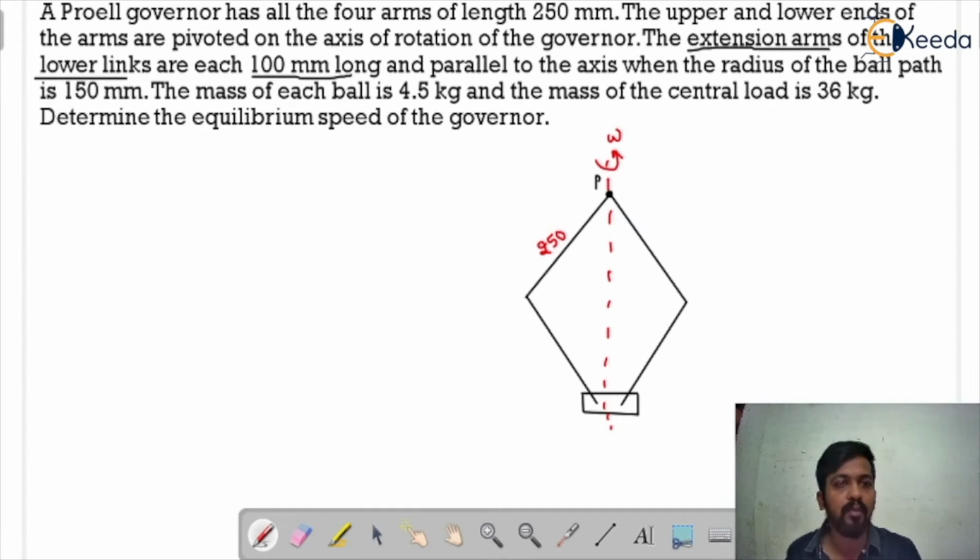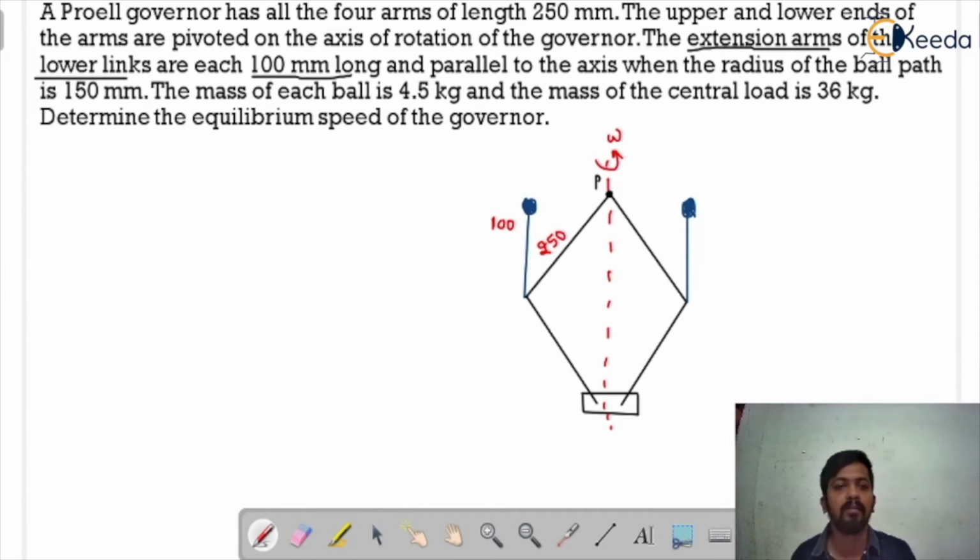So we have to draw the extension of the lower link parallel to the axis of rotation, like that. This would be the extension of the lower link, and similarly this would be the extension of the lower link. So this is the extension of the lower link of the governor, and that is the complete Proell Governor. Now the flyball is going to be attached, having the same mass. And the length of the extension of the lower link is given, that is 100 mm.